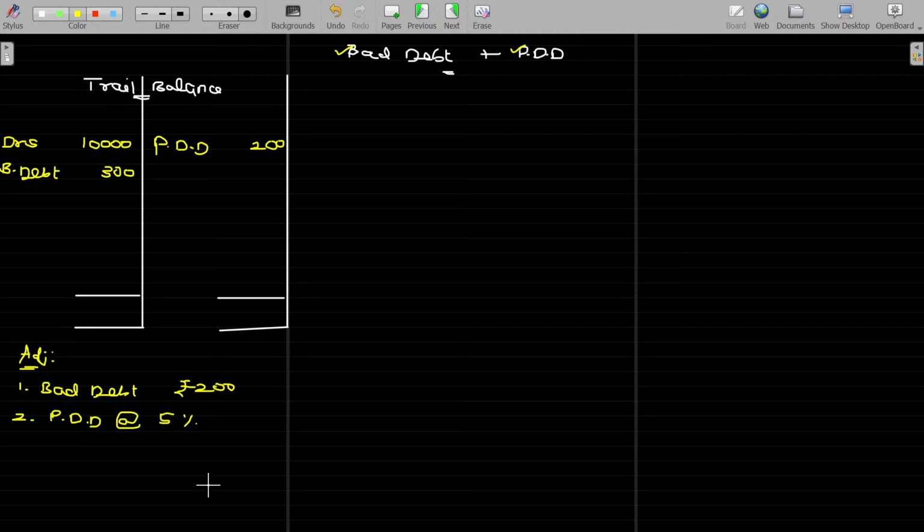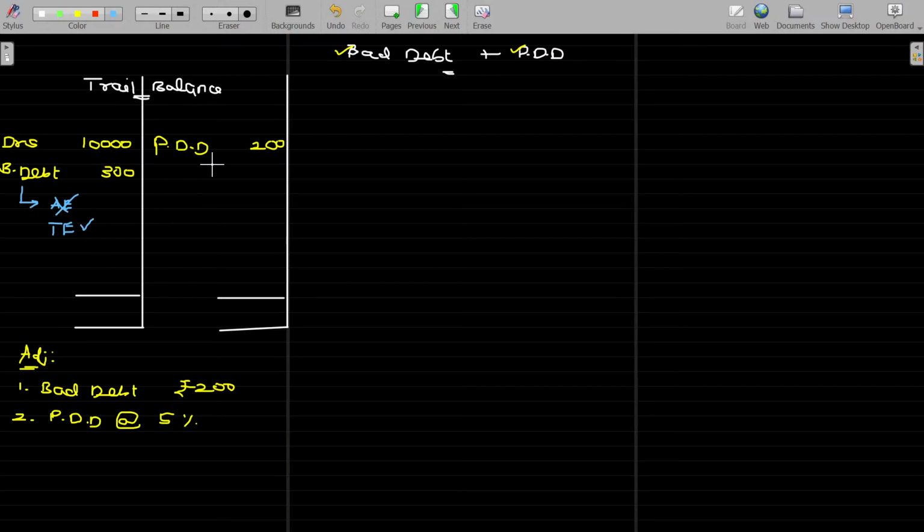So I have introduced the provision for doubtful debts here. In the previous class we saw only the bad debt without PDD. Let me brief all the aspects here. The bad debt given in the trial balance means the adjustment for the bad debt is already over, so we need not pass the adjustment entry. But of course it should be transferred to the P&L account, so we need a transfer entry at least.